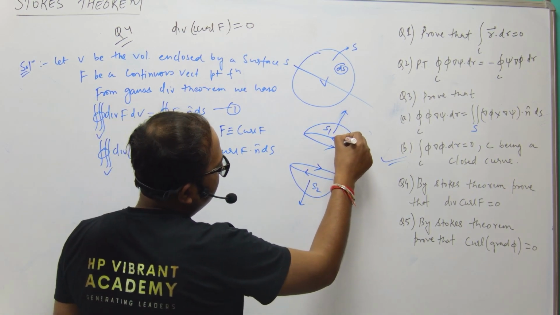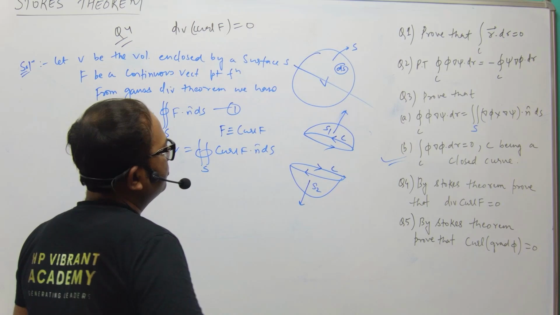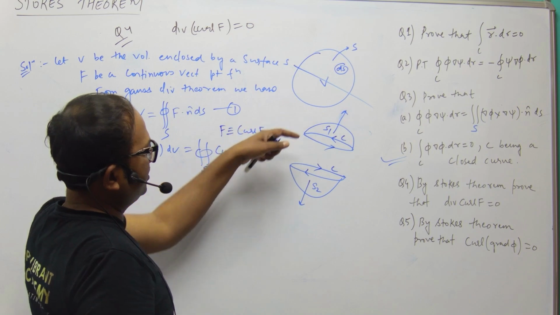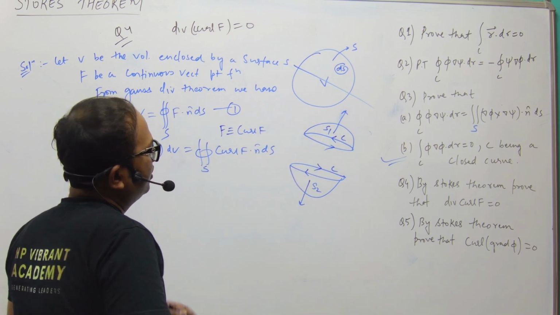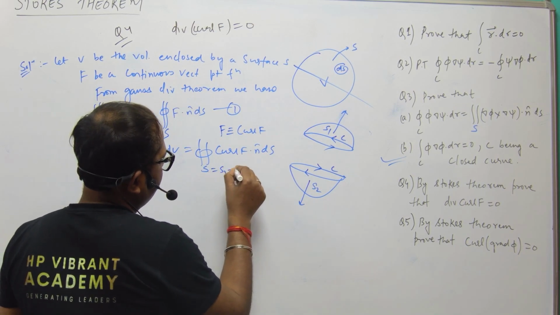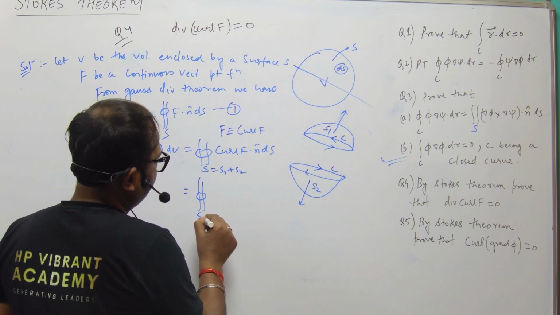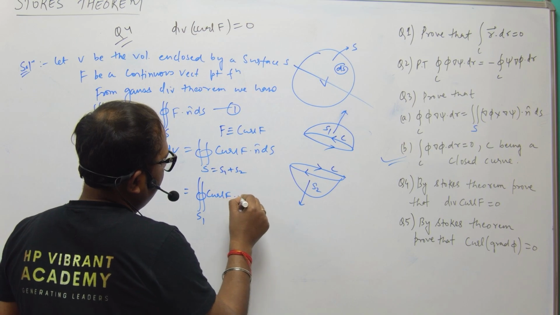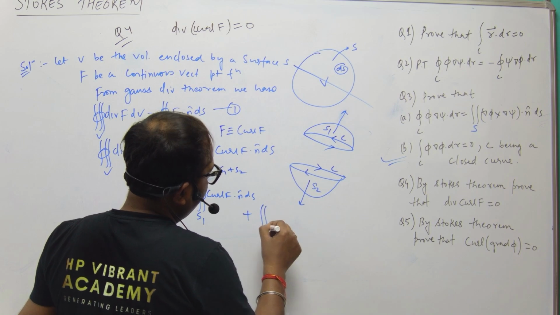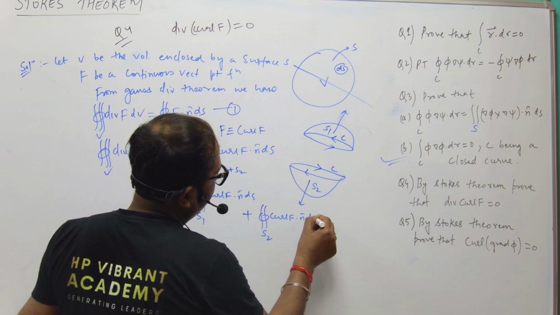This curve is curve C, and this is also curve C, because we have cut it from here so that it gets divided into two surfaces S1 and S2. So the curve C is the same for surface S1 and surface S2. This S is equal to S1 plus S2, so the integral is equal to the surface integral along the surface S1 of curl of f dot n cap into dS, plus the surface integral along the surface S2 of curl of f dot n cap into dS.